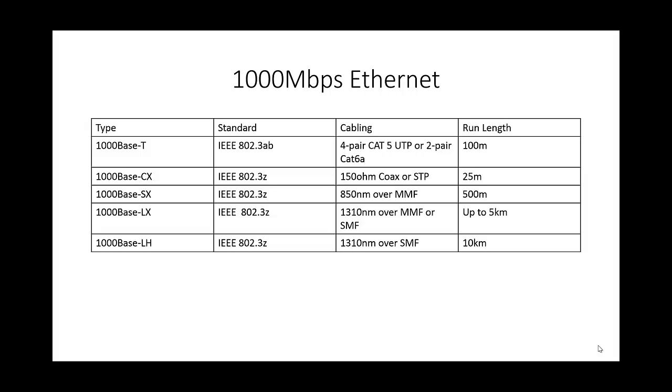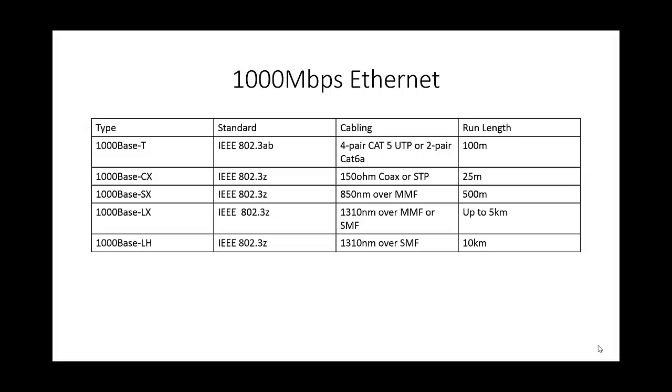1000 base CX, or copper, follows the standard 802.3z and also supports 1 gigabit per second Ethernet over copper between network infrastructure devices. 1000 base CX specifies either 150 ohm coaxial cable or STP with a maximum run length of 25 meters. The remaining 802.3z specifications all use fibre.